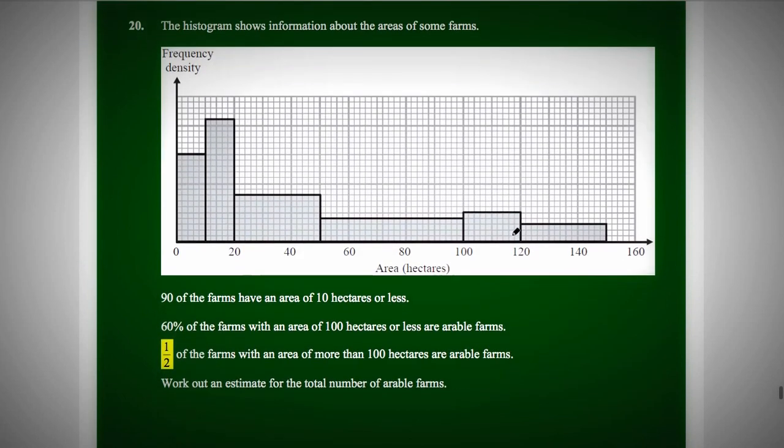Question 20. The histogram shows information about the areas of some farms. 90 of the farms have an area of 10 hectares or less. So 10 hectares or less is this group here. And that's representing 90 farms. So that area is 90 farms. I can do this in two ways. I can see that that's actually three big squares, which means that each big square represents 30 farms.